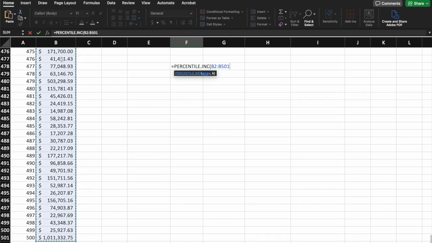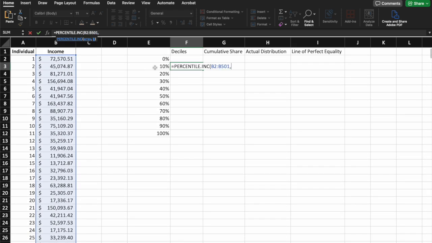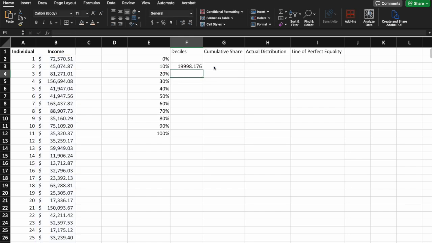So we select all 500 incomes here, comma. And then the second thing it wants from us is what it calls K. That's just what percentile we want it to return. So here we just want the 10th percentile. Now, one thing we need to do real quick is lock in the data, because for all of these we're going to want to click and drag this. So if we lock it in, then we can drag this down, and it's going to tell us all of the different percentiles. It returns this amount of $19,998.